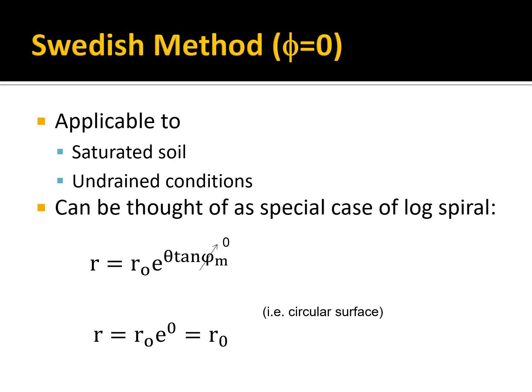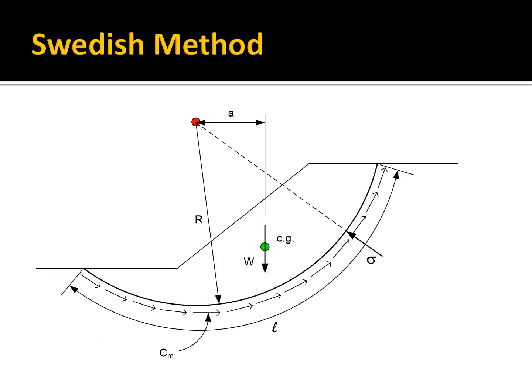If you take our log spiral equation and set phi, equal to phi mobilized, to 0, then this simplifies to e to the 0, or r equals r naught. In other words, if r is constant, we have a circular surface. And so this is what the free body diagram looks like. Basically, we have the weight of this soil mass, and this soil mass here is what's sliding.